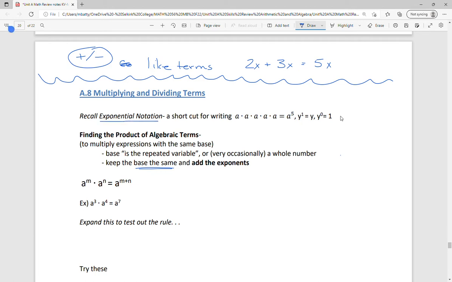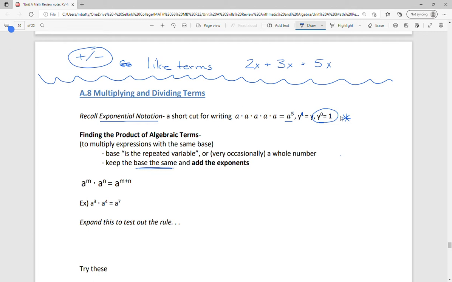So we talked about it as being a shortcut for writing things, right? A times A times A times A times A is A to the 5. If we had nothing on our variable, it's assumed there's a 1 there. This one's a bit of a tricky bit. If anything has a 0 exponent, it's not actually a letter. It is now the number 1. And I'll try and come back to that one in a few of these examples to kind of prove that to you a little bit.